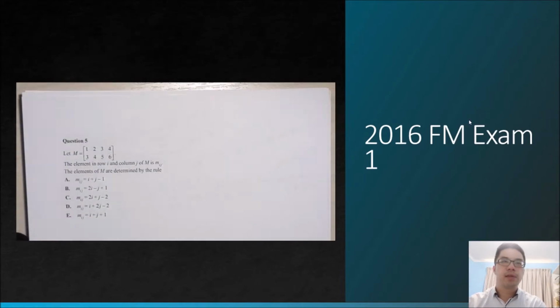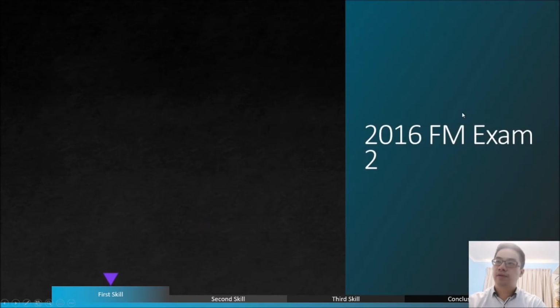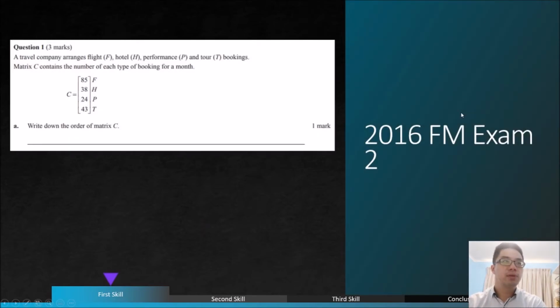Alright, we'll move on from there. 2016 Federal Maths Exam 2: a travel company arranges flights, hotels, performances, and tours. Matrix C contains the number of each type of booking for a month. Write down the order of the matrix C. So the order just means how many rows, how many columns. This one has 4 rows, 1 column. So the answer is a 4 by 1 matrix.